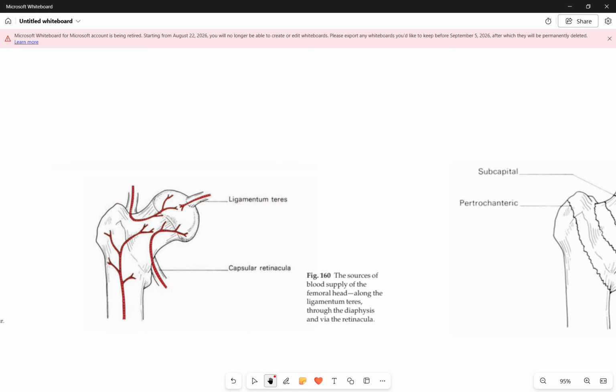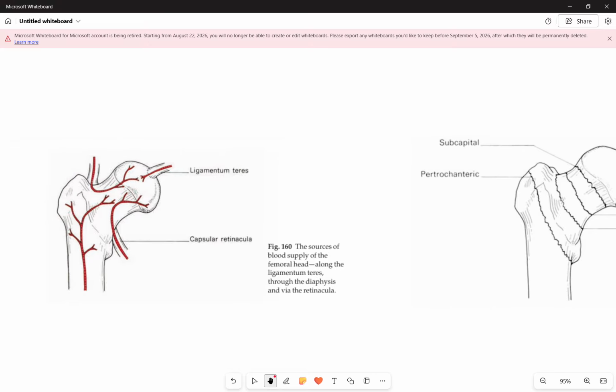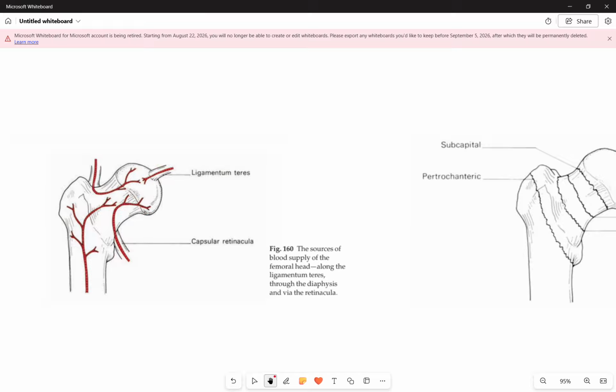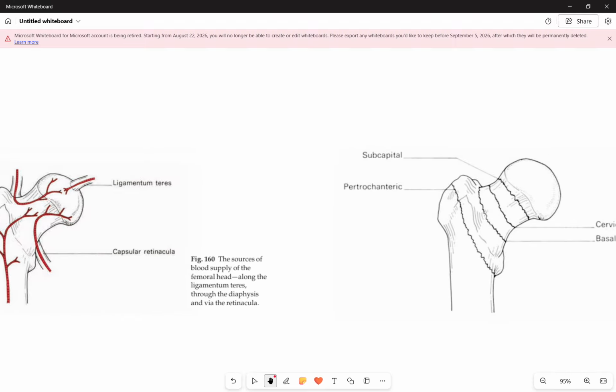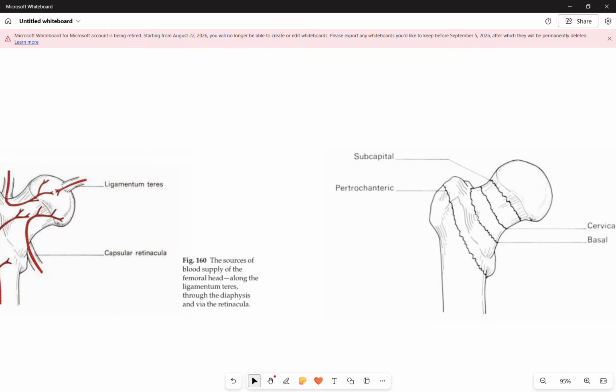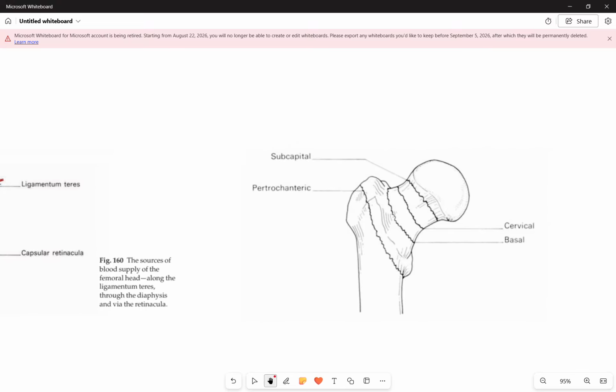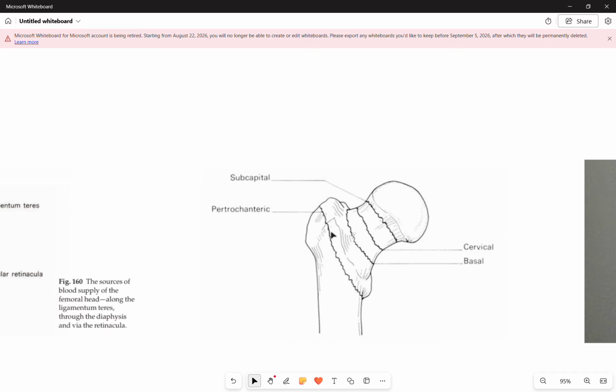Now we come to the important clinical aspect, that is the fracture neck femur. Fracture neck femur is very common in elderly patients. And the fracture can be between the two trochanters, greater trochanter and lesser trochanter. This is known as the intertrochanteric fracture or pertrochanteric fracture, where the shaft separates from the neck completely.